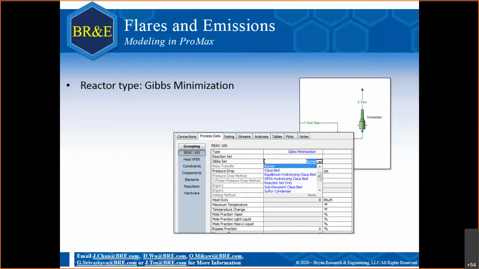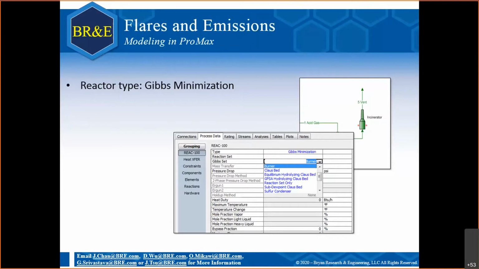The Gibbs minimization method allows the user to ignore the kinetics and the reaction path. And this means that the stoichiometric equations are not required from the user. Instead, what we do is we take the known reactants and we tell ProMax what possible products could form, and we allow ProMax to minimize the Gibbs free energy of our reactants and products, which basically will be our equilibrium point at the end of all our possible reactions. So basically, we have made things very simple for the user, and that's the advantage of Gibbs minimization.